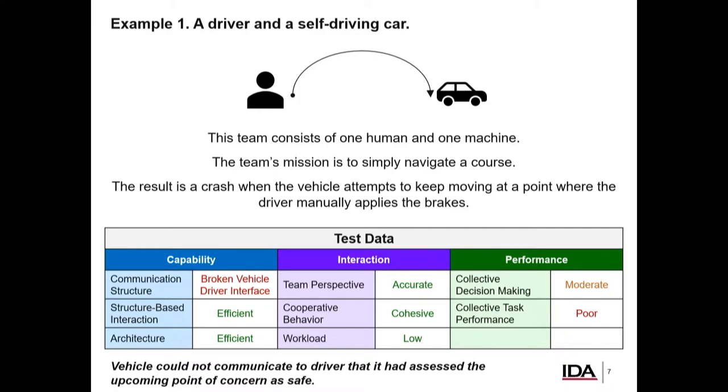So what happened here in this basic simulation was that the human could communicate with the car, but the car could not send any information back to the human. So we ended up with just a one-way communication structure for this team, right? Just a line segment, a directed line segment from the human to the machine.